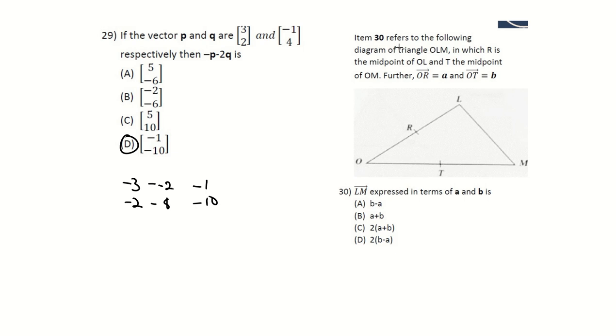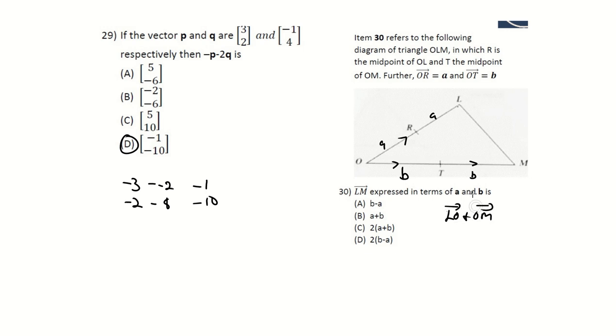Item 30 refers to the following diagram of OLM in which R is the midpoint of OL, T is the midpoint of OM, OR is A, so RL will also be A. It's going in this direction. OT is B, so therefore TM is also B if we ever need it. You want LM, so you're starting from L going to M. LM would be LO plus OM.